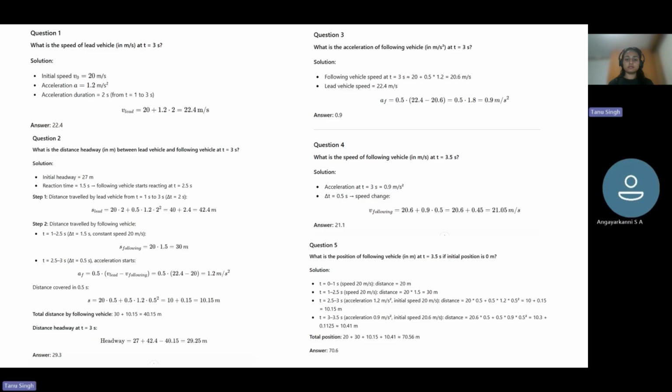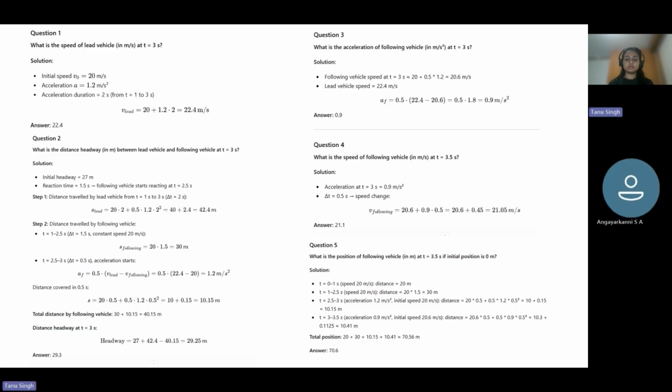Because we do speed into time, as we apply it here, we get 20. Then from 1 second to 2.5 seconds, speed is 20 meter per second, distance will be 20 into 1.5 equals 30 meter.